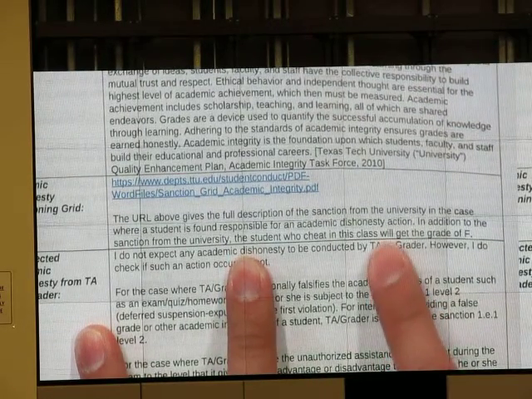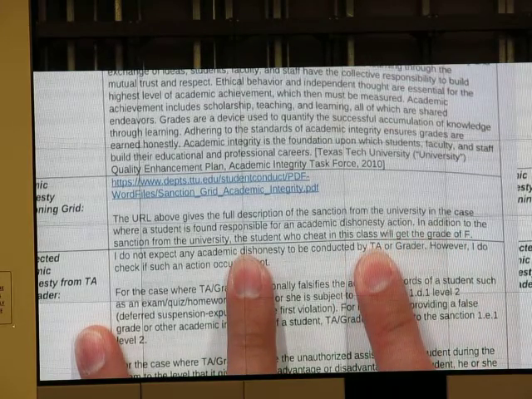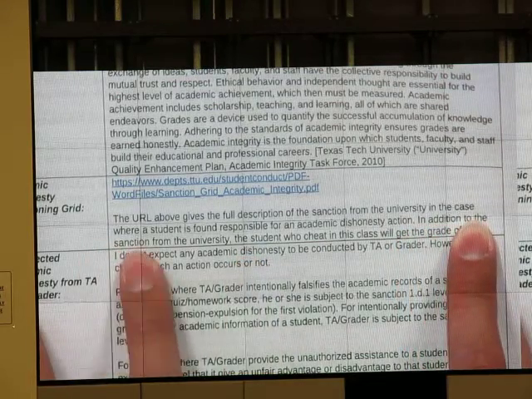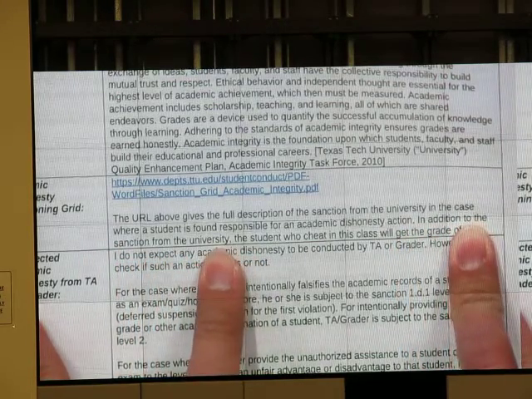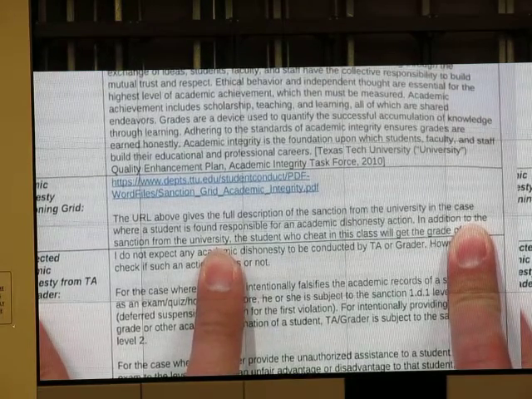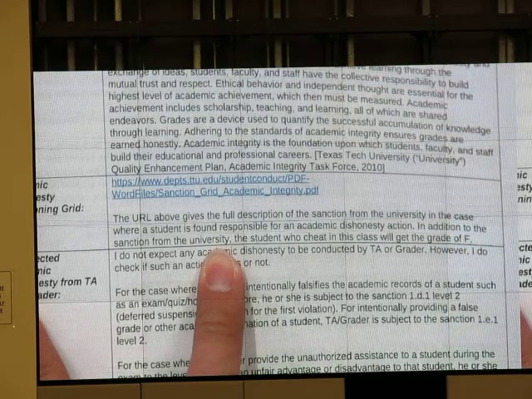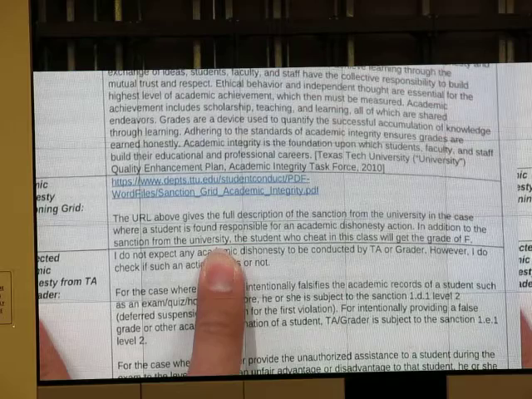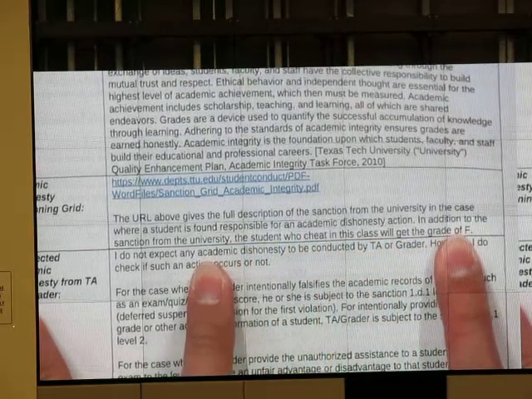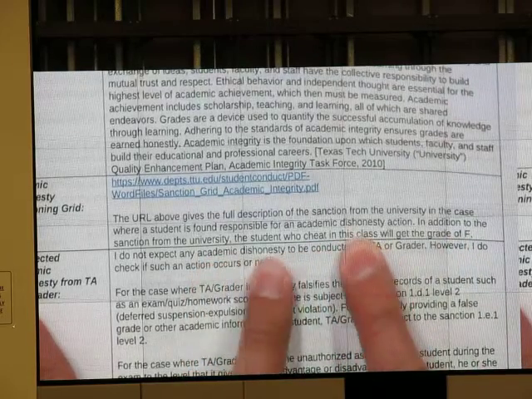Steven? If you cheat in this exam, what do you get? F. Okay, the grade of F is given. In addition to the sanction from the university, whatever sanction from the university, maybe they just give you a reprimand or something. In addition to that, the student who cheats in this class will get a grade of F. So don't cheat. Cheat in class, what is cheat in class?